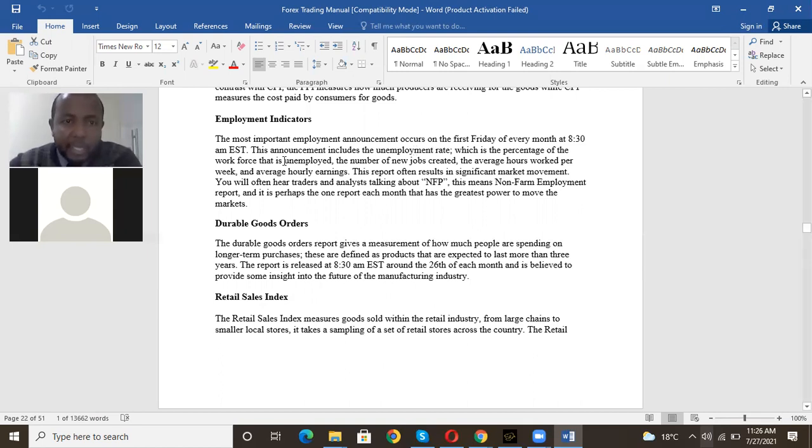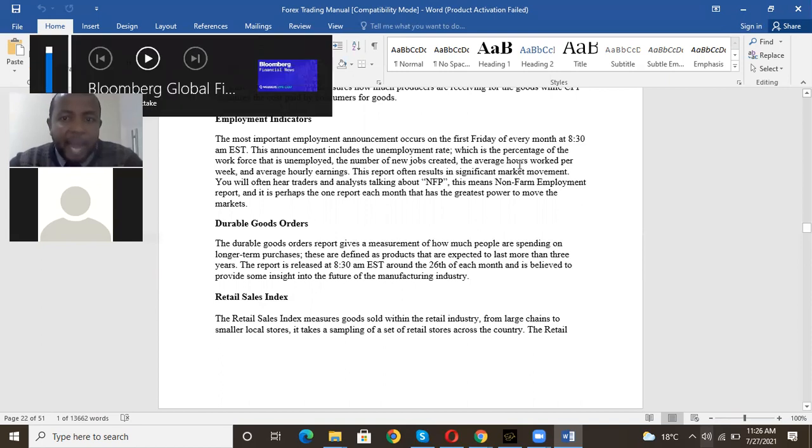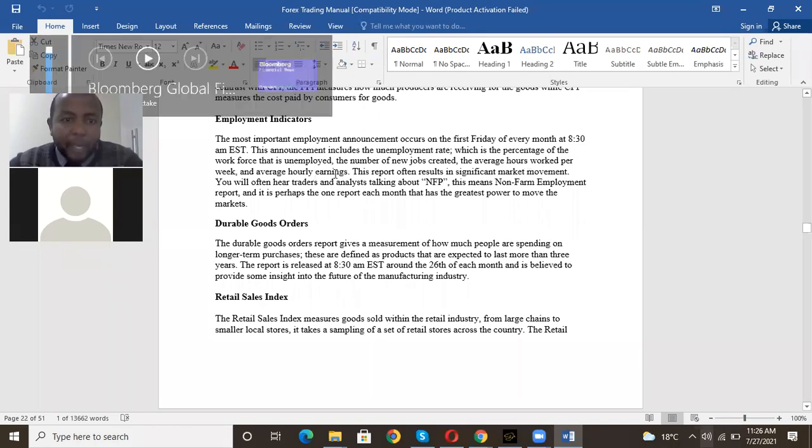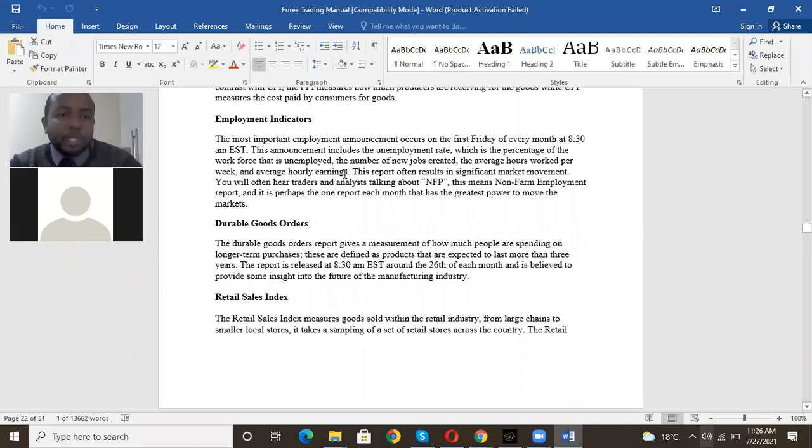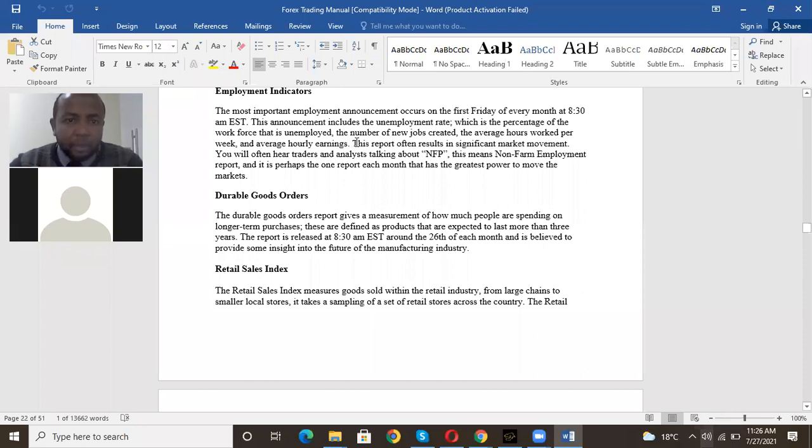So then we look at this unemployment rate, which is the percentage of the workforce that is unemployed. How many people don't have jobs? Then the number of new jobs created. How many jobs did you create? Then we look at the average hours worked per week, and average hourly earnings. I think right now it's usually between $10 to $11. So Biden was trying to float a bill to raise it to $15 an hour, but we don't know, because that has to go through Congress.